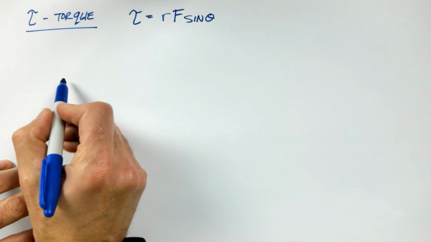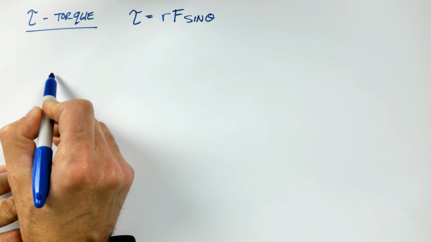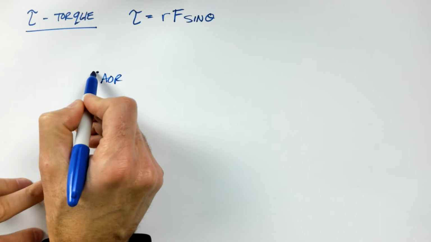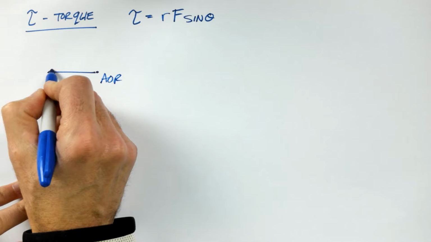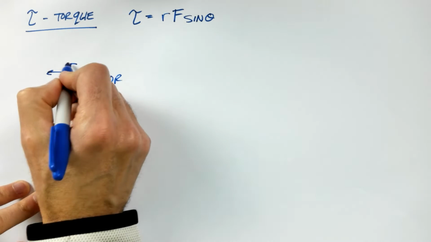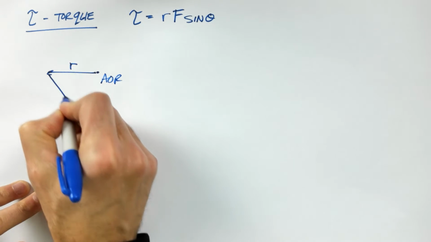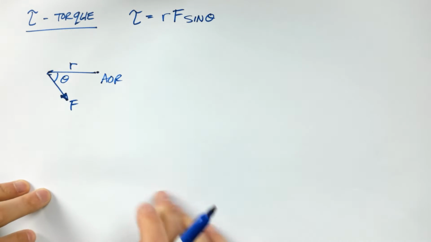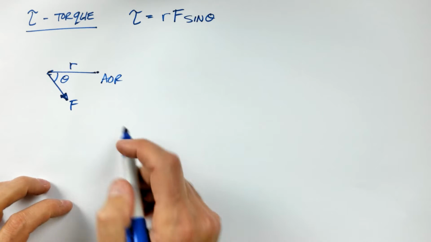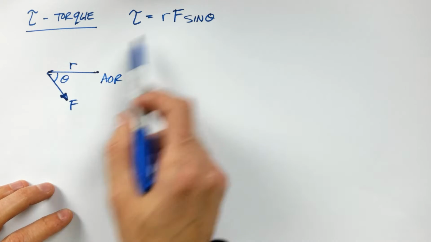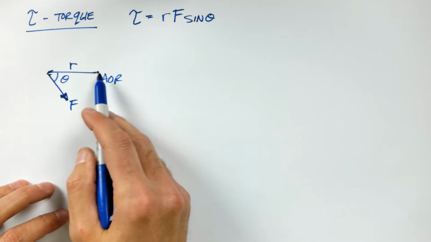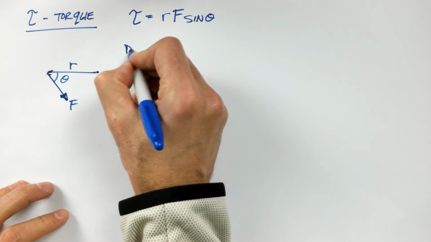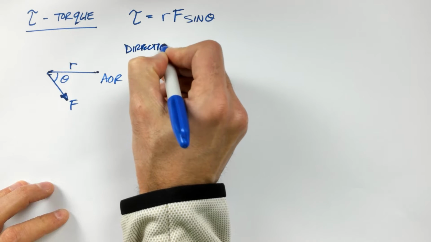So for example, if this was our axis of rotation, and we have an r vector that would put us out in this region here, and we have a force vector that is acting like this, at some angle theta. If we multiply the magnitude of r times F times the sine of this angle, that will tell us the magnitude of the torque. And then to find direction for this, how would we find the direction?